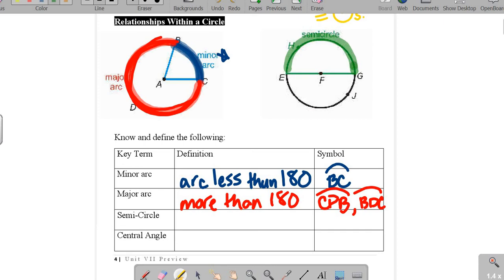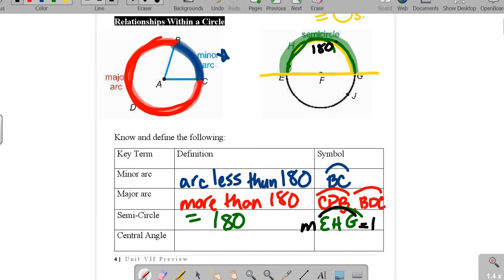Trace this, please. Notice the diameter there going through the center, so that makes this a semicircle. Semicircle, of course, equals 180. Semi means half. And you have to use 3 letters for a semicircle, so EHG. Now, EHG is the physical circle. If I want to say it measures 180 degrees, I would do this. Measure of arc EHG equals 180.